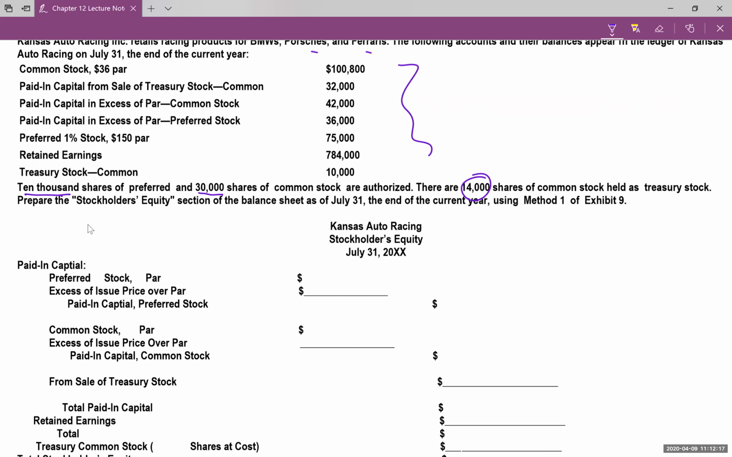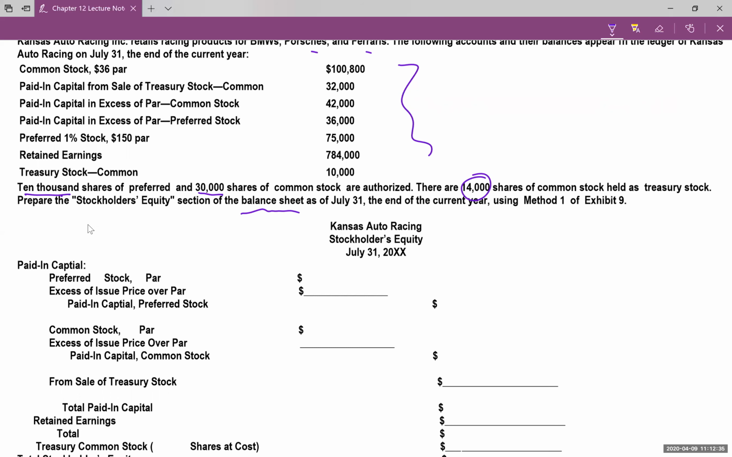And now we're going to prepare this stockholders' equity section of the balance sheet. So mind you, this is part of the balance sheet. It's just the stockholders' equity. It gets a little trickier when you have all these different stock transactions, but we're going to use the method 1.